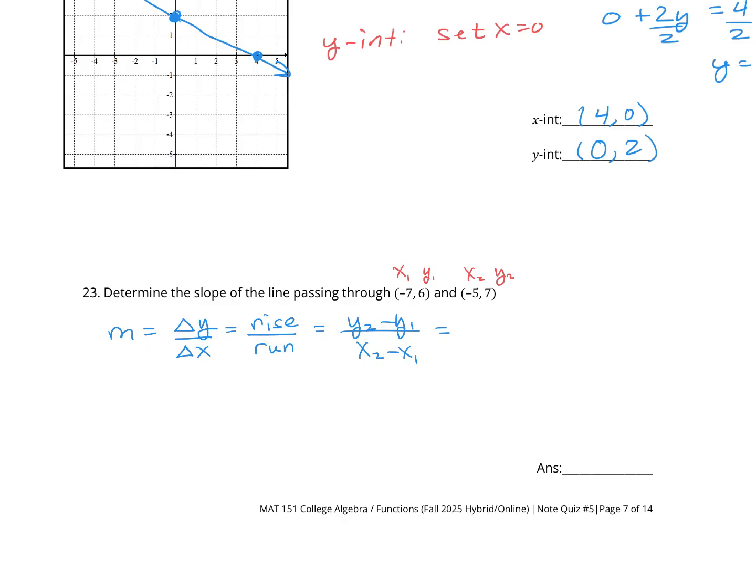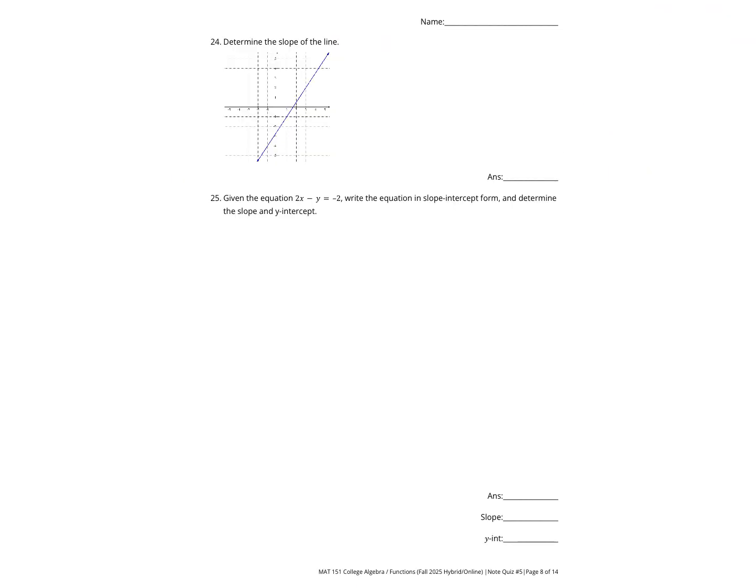Substituting those in, y2 is 7, y1 is 6, down below, x2 is negative 5, the minus is part of the formula, and then we've got a minus 7, or negative 7. So 7 minus 6 is 1, negative 5 plus 7 is going to be 2, so our slope is the fraction 1/2. Which means we see a rise of 1 and a run of 2 on the graph of this function. All right, moving along to the next page.